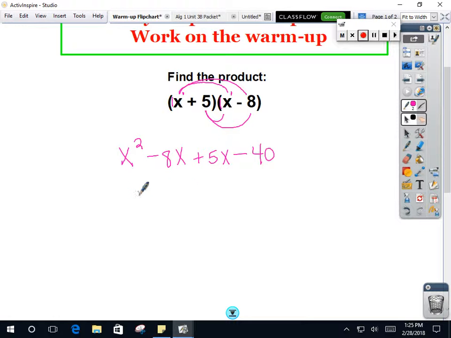Combine like terms. Drake, you have to ask to go to the bathroom. I didn't hear you.